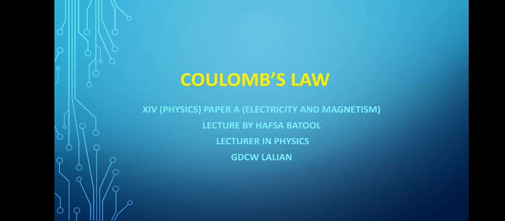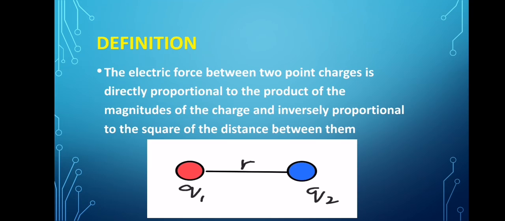With how much force these charges are going to attract or repel each other, Coulomb's law gives us the quantitative way to measure electrostatic force between two charges. From the law, the electrostatic force between two point charges is directly proportional to the product of the magnitude of the charges and inversely proportional to the square of the distance between them.